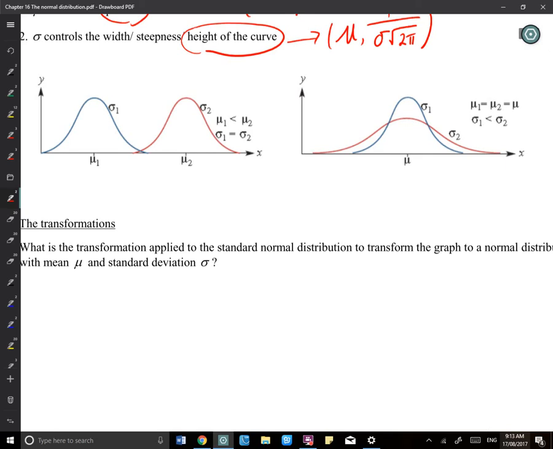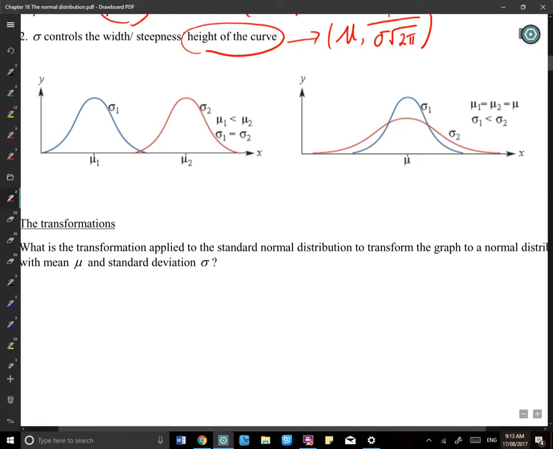Well, just have a look at this question here. You have mu1 and mu2. So mu1 is definitely smaller than mu2. We can see that mu2 is definitely higher. And they have the same height, so sigma are the same. So the standard deviations are the same.